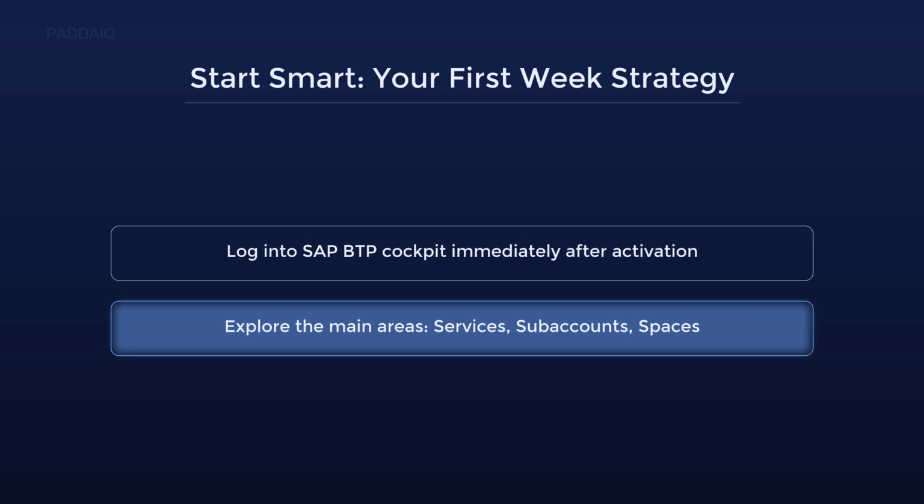Explore the main areas: services, sub-accounts, spaces. This means you will learn about the core components. Services are tools like databases, sub-accounts organize your work, and spaces are where you deploy apps. For example, set up a sub-account for HR, create a space for payroll, and add a database service. Mastering these three areas is your key to navigating SAP BTP effectively.